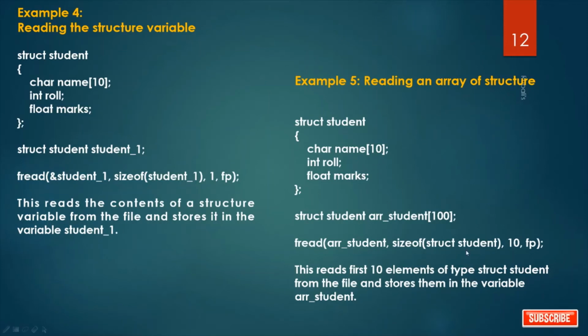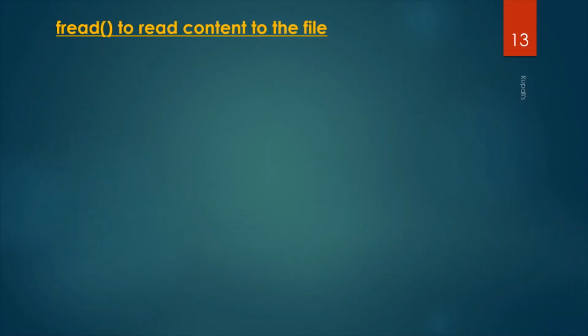Now I just want to read the first 10 elements of type struct student from the file. So here I write 10. Then fp points to that particular file from which we want to read. So this reads the first 10 elements of type struct student from the file and stores them in the variable ARR_student.